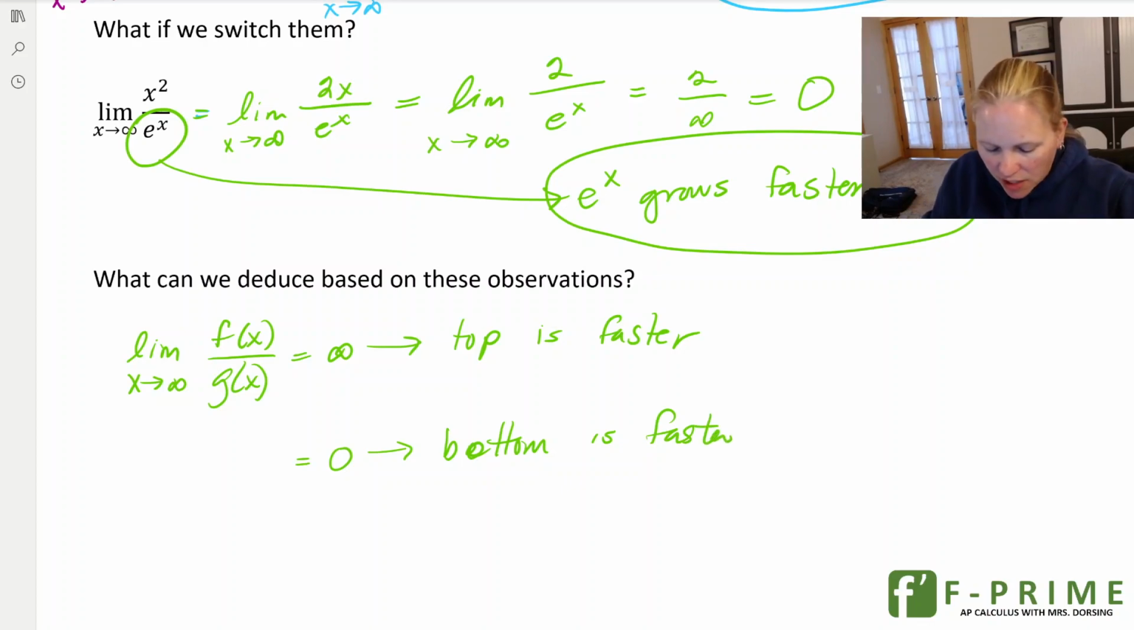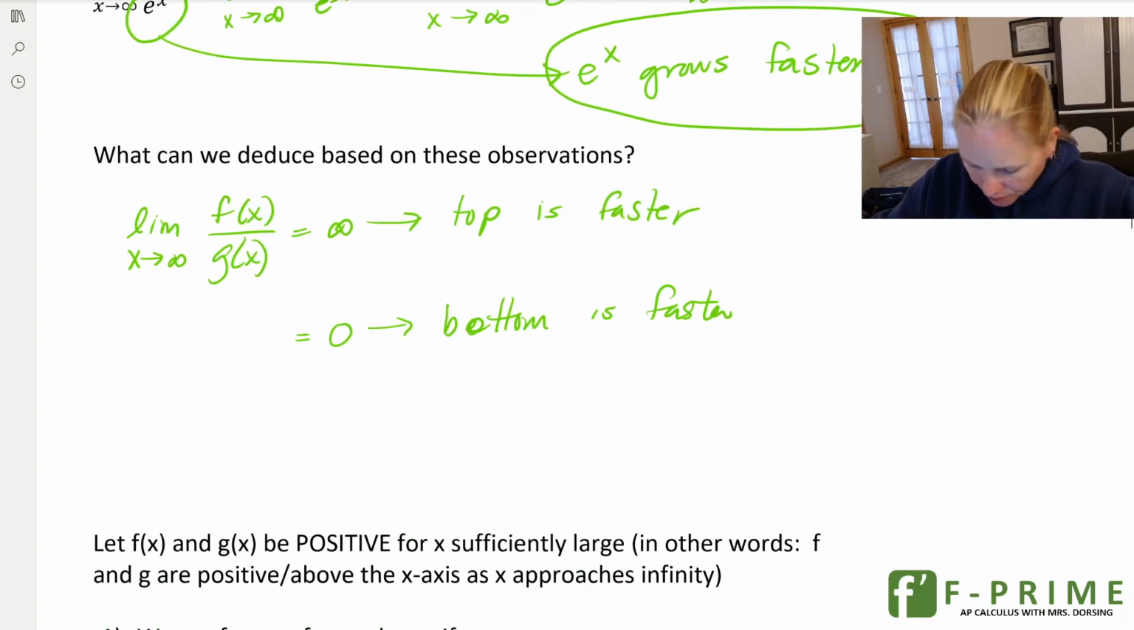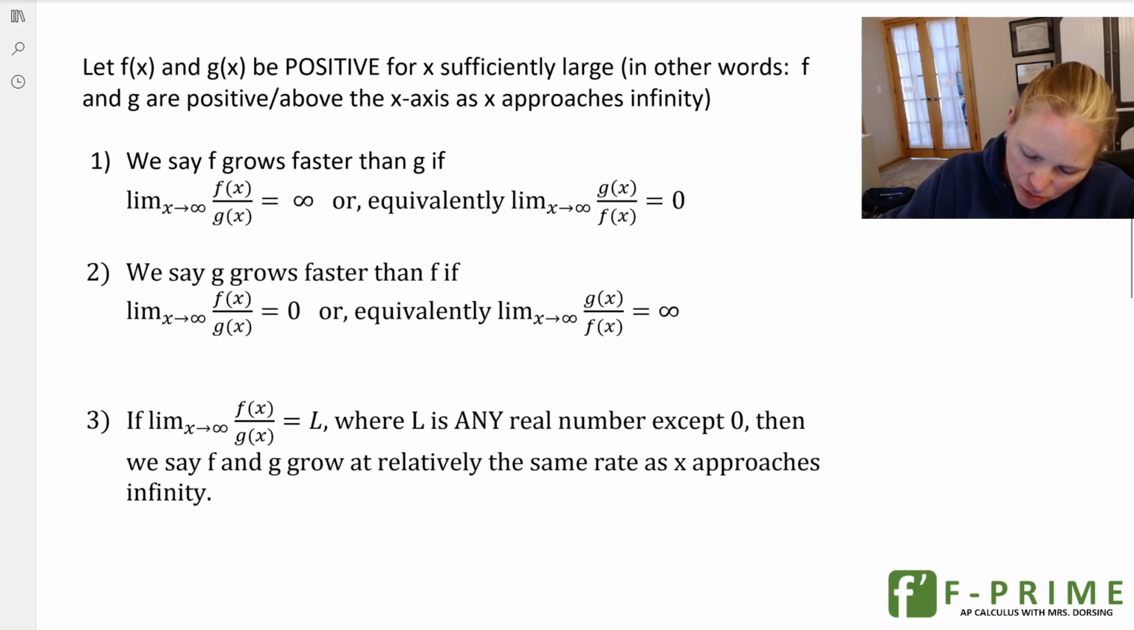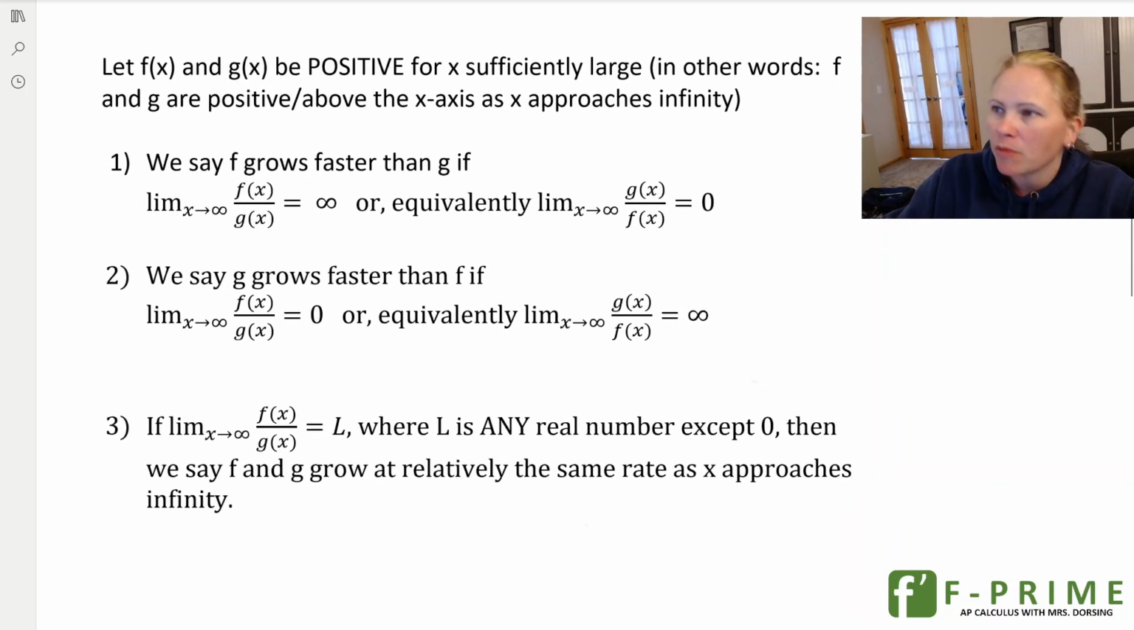So remember, think of it like this. When you get infinity, it means whatever's on top is so ginormous that it's just swallowing up that bottom function. When you get 0, it means that the top is so small compared to the bottom. The bottom is growing so fast that you're dividing a small number by a ginormous number. That value approaches 0. So here are the 3 scenarios that we just talked about, and you might want to pause it and copy a couple things down.